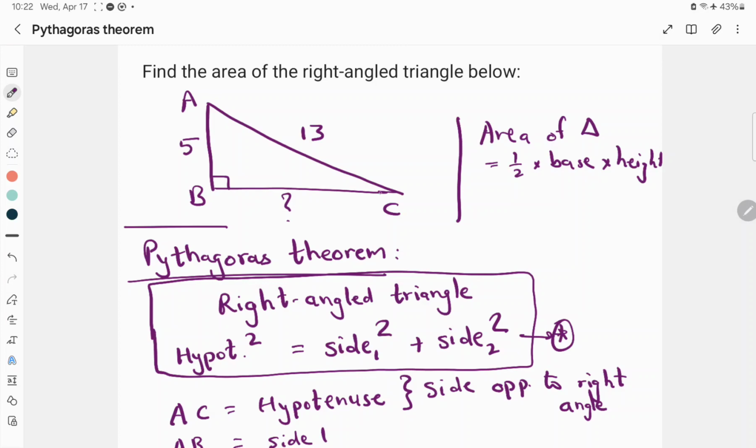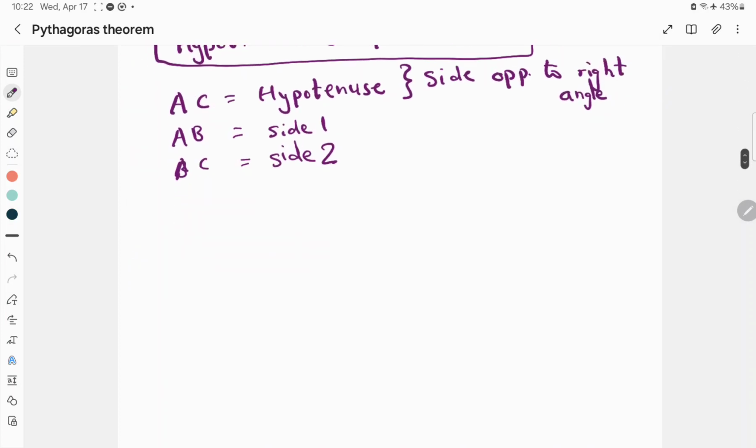So we know that in a right angle triangle the base and the height can be taken as the two sides that make the right angle. It's obvious actually from here. So this is the base and this is the height. So if we can calculate the base, we already know the height, and we can calculate the area of the triangle. So we know that AC square is equal to AB square plus BC square.